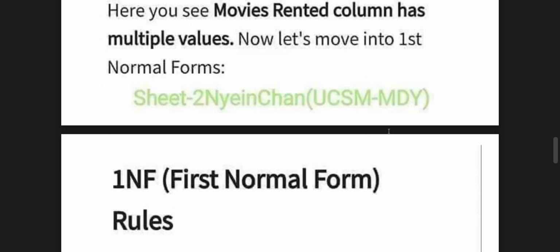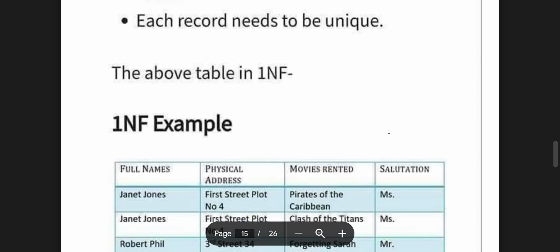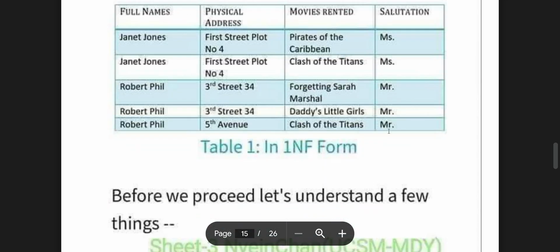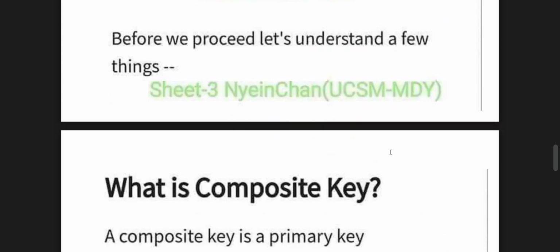Now let's move into the first normal form, 1NF. First normal form rules: each table cell should contain a single value, and each record needs to be unique. The example in first normal form: Janet Jones, first street, plot one, Pirates of the Caribbean; Mrs. Janet Jones, first street, plot one, Clash of the Titans; Mr. Robert Phil, third street 34, Forgetting Sarah Marshall; Mr. Robert Phil, third street 34, Daddy Day Care, Little Girls; Mr. Robert Phil, Fifth Avenue, Clash of the Titans. Table 1 in 1NF.